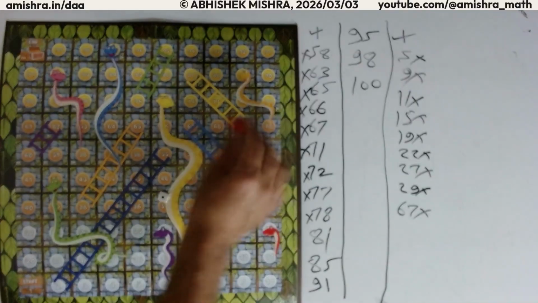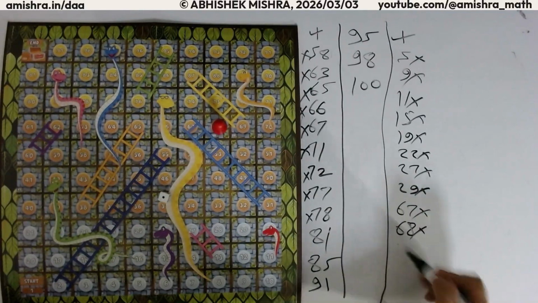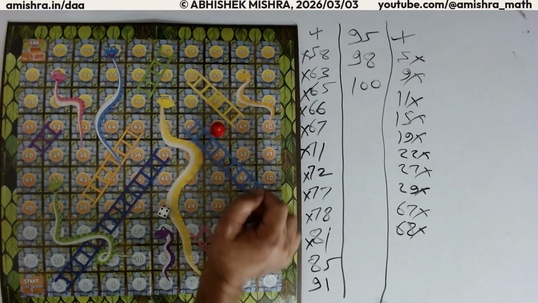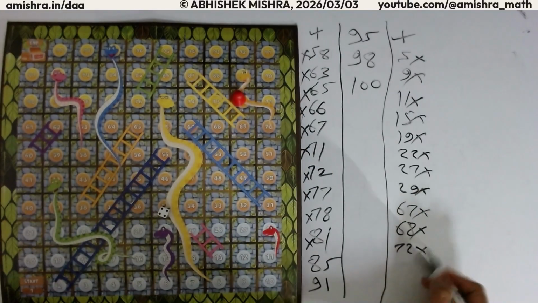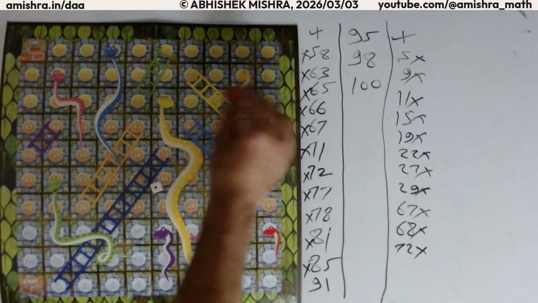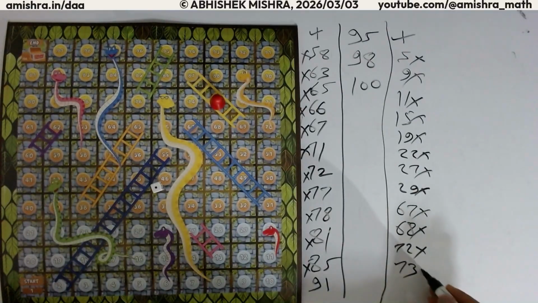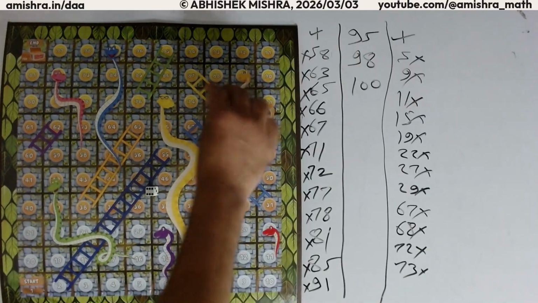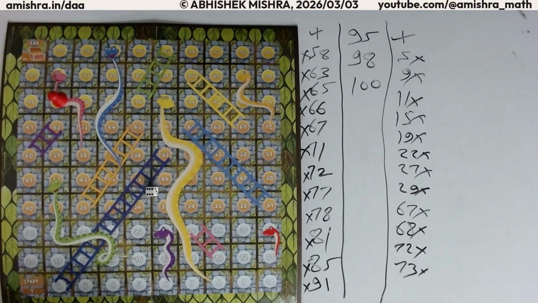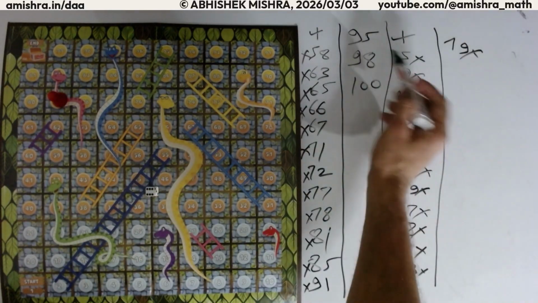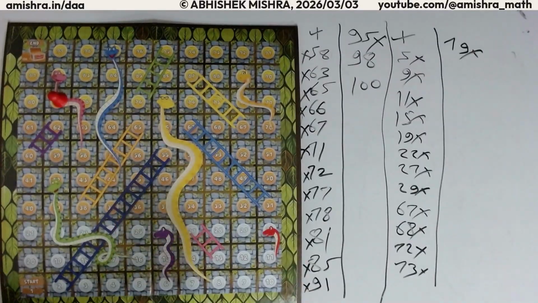1, 68. We are getting different numbers. 4, 72. All numbers are different. 1, 73. 6, 73 so 79. Here we have a match. 79. 79, so this will not match. Every number is not matching.